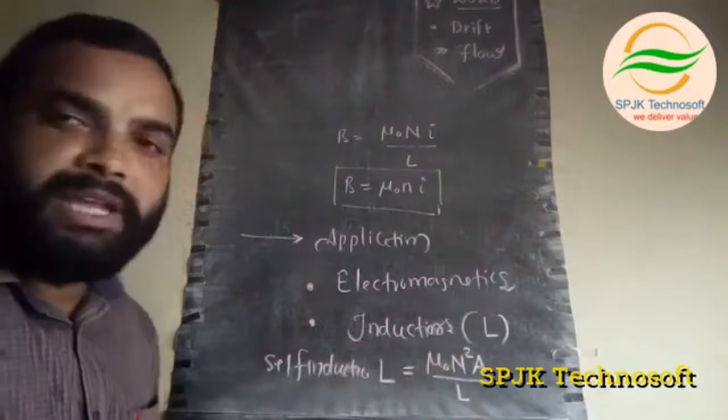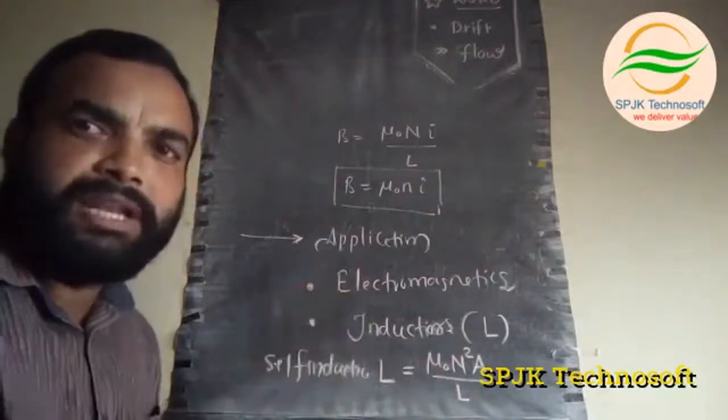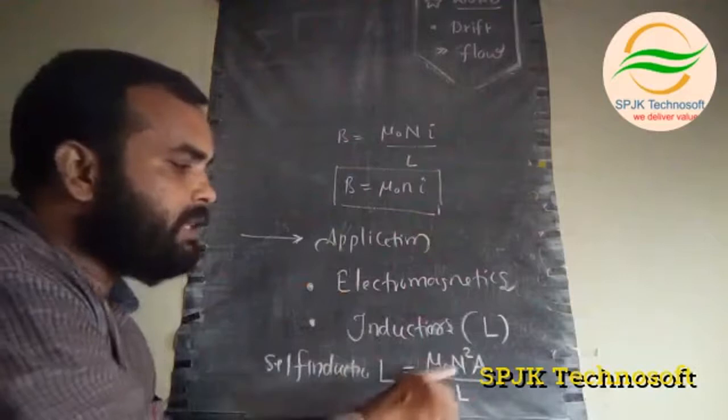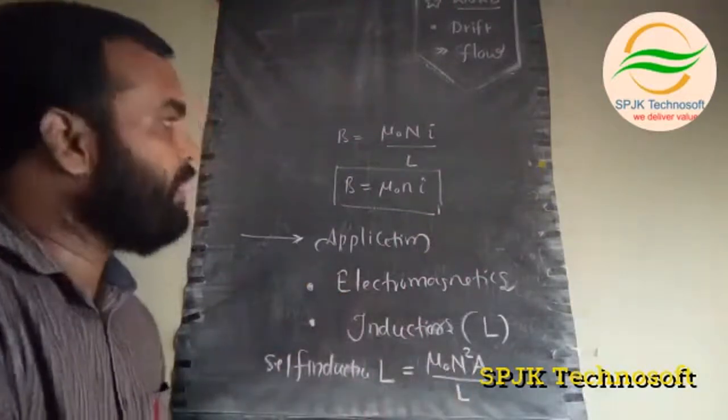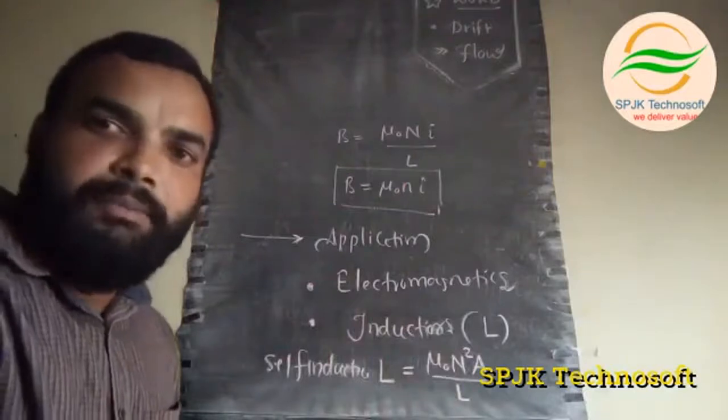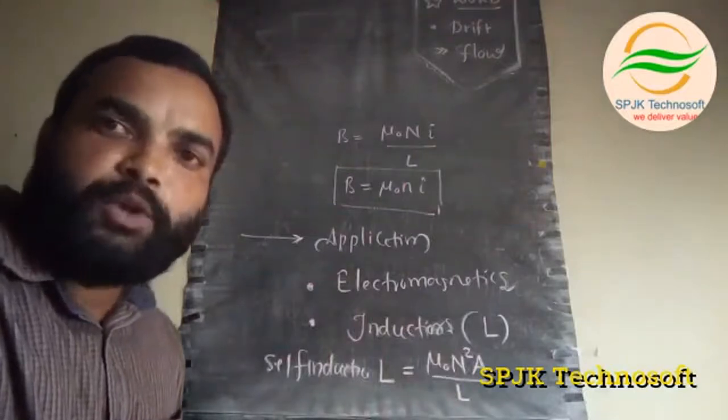What does A stand for here? The cross section area, of the circular shape we have taken. L is the length and N is the number of turns in the solenoid. This is about the solenoid. In the next video we will discuss about toroid.